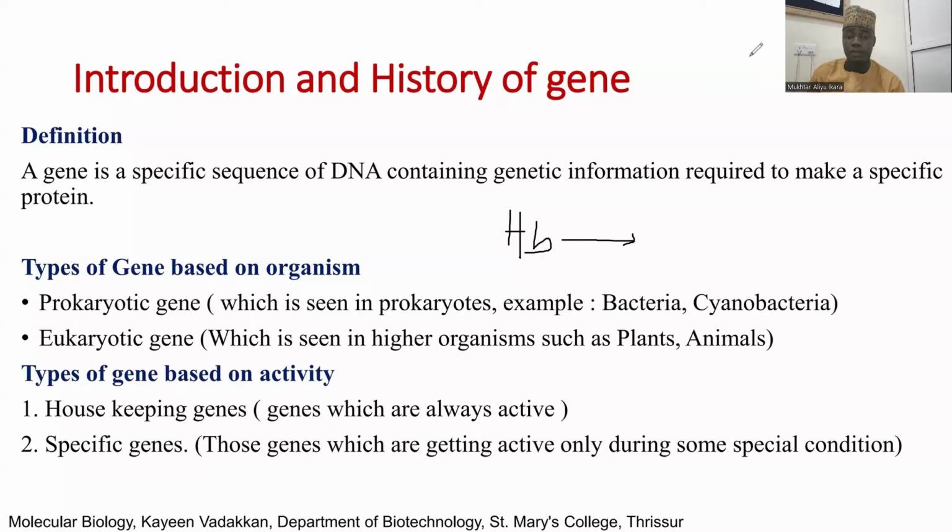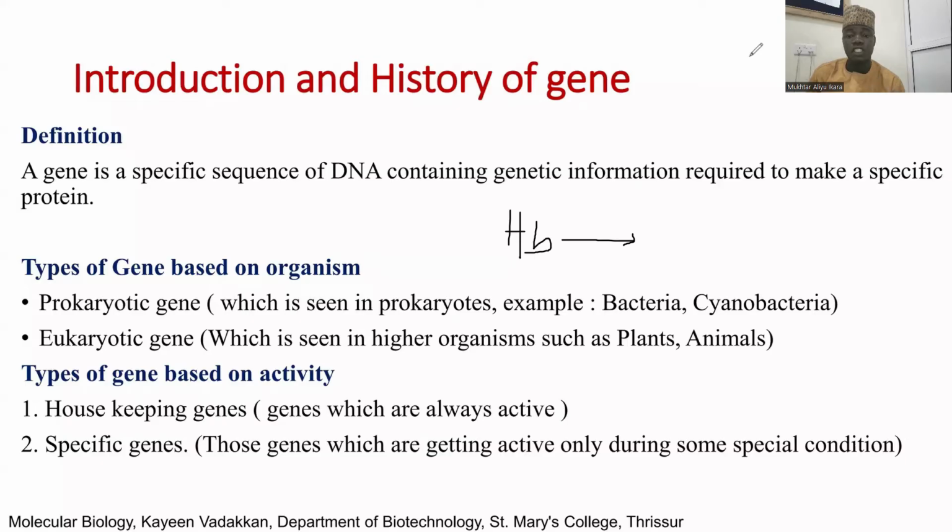So genes are very, very important. In fact, they are what make us the way we are, the color of our skin. If you are intelligent, if you are brilliant, if you are beautiful, it's all because of the different types of genes that you produce and also express in our body. So we have different types of genes. As I said, we have prokaryotic genes.